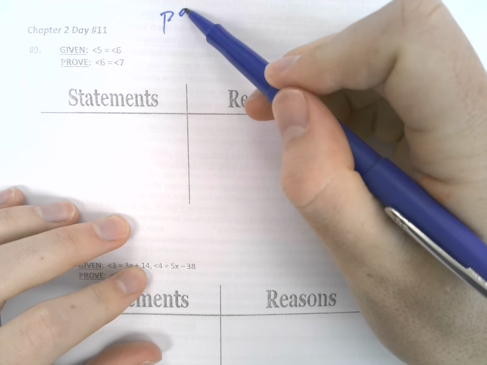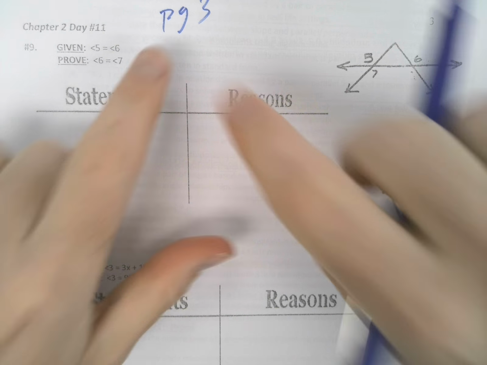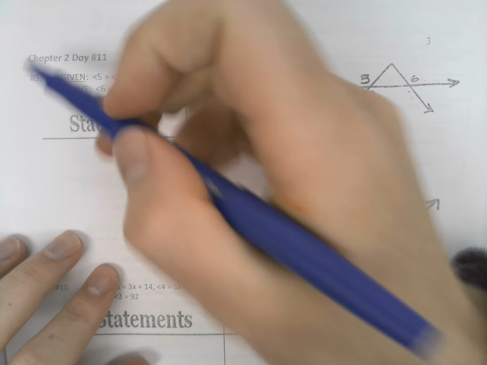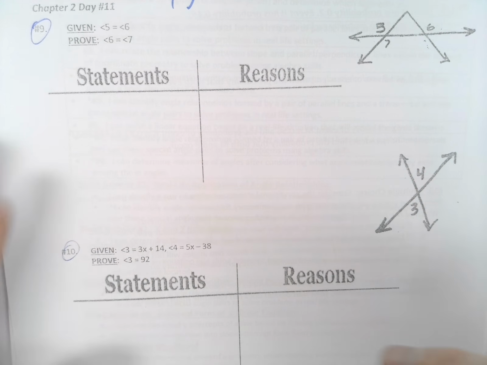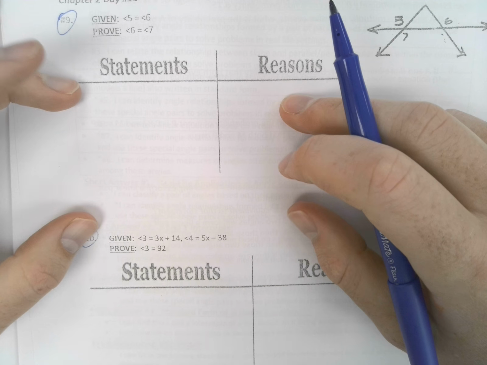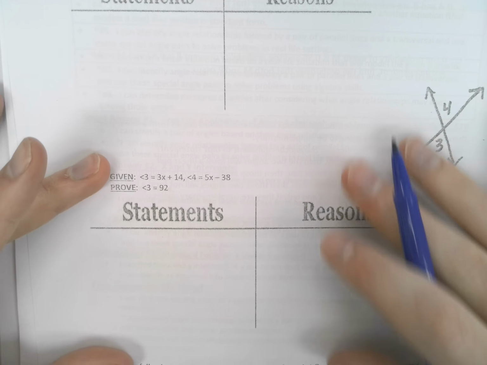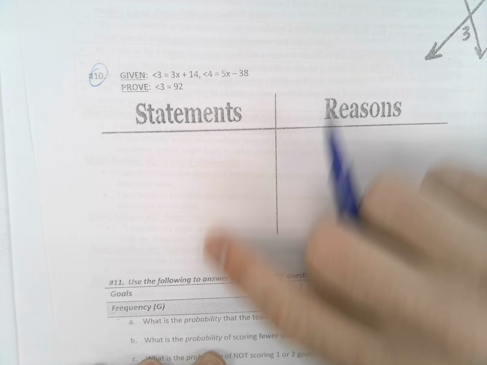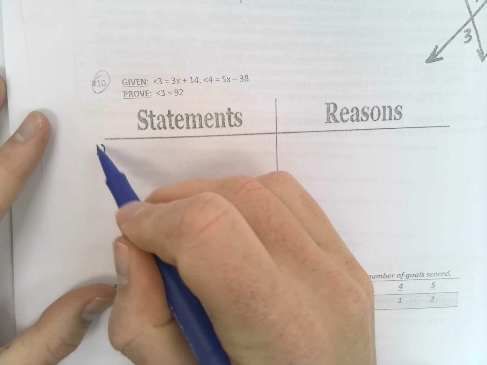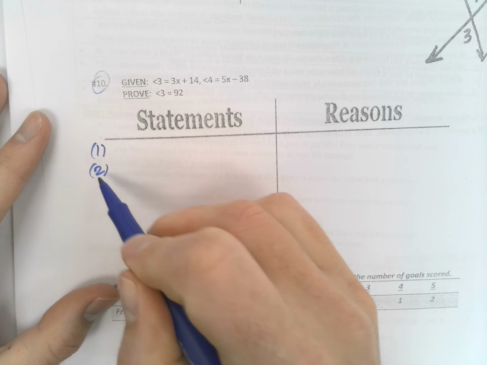So we're going to skip just a page and jump over to page number 3 on day 11. Now, we've got 2 proofs here. And I'll give you a heads up. Number 9 is only going to be a 4-step proof. Number 10 is going to be around a 7-step proof. So I want to apologize ahead of time. I didn't give you a lot of space here. So I would recommend writing pretty small if you can.